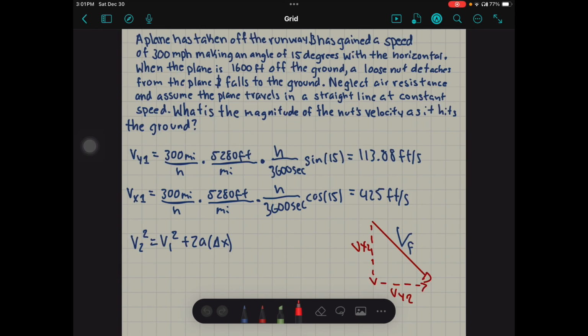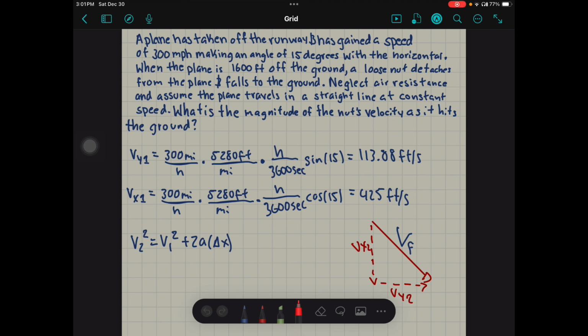Okay, now to solve this problem, the first thing we have to do is convert this 300 miles per hour into units of feet per second. We know that 1 mile equals 5,280 feet, so we can cancel out the miles, and now we have units of feet over hours. Then 1 hour equals 3,600 seconds, so we can cancel the hours. And now we have units of feet over seconds, the proper units.